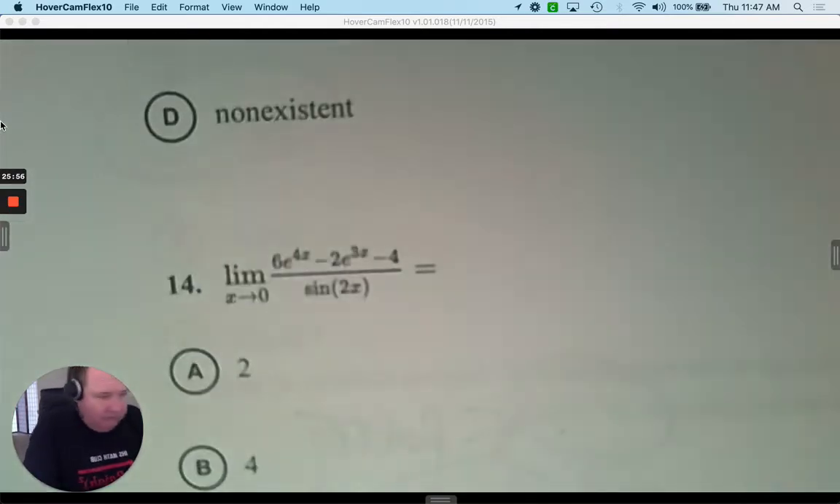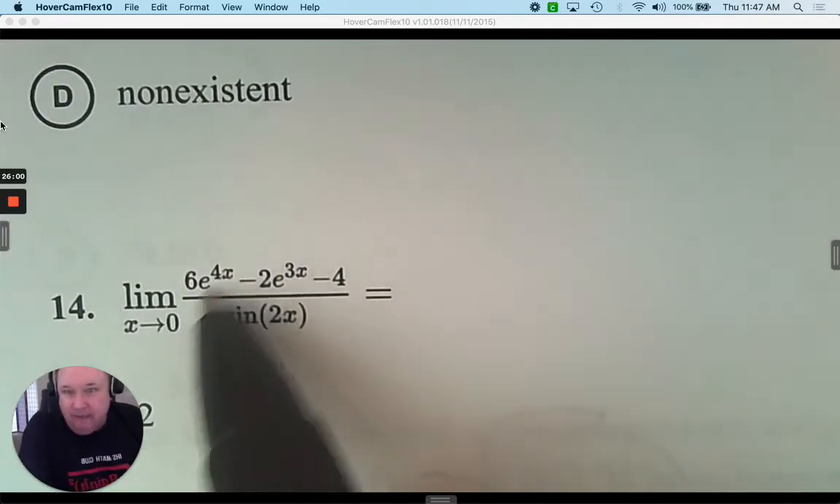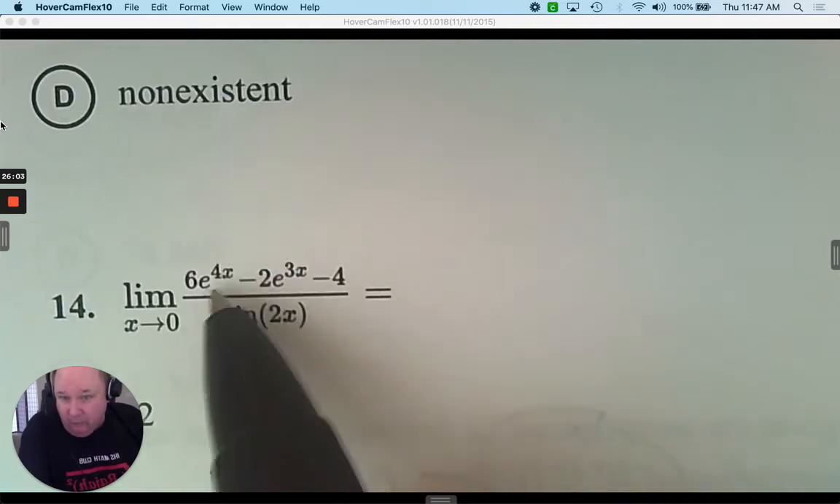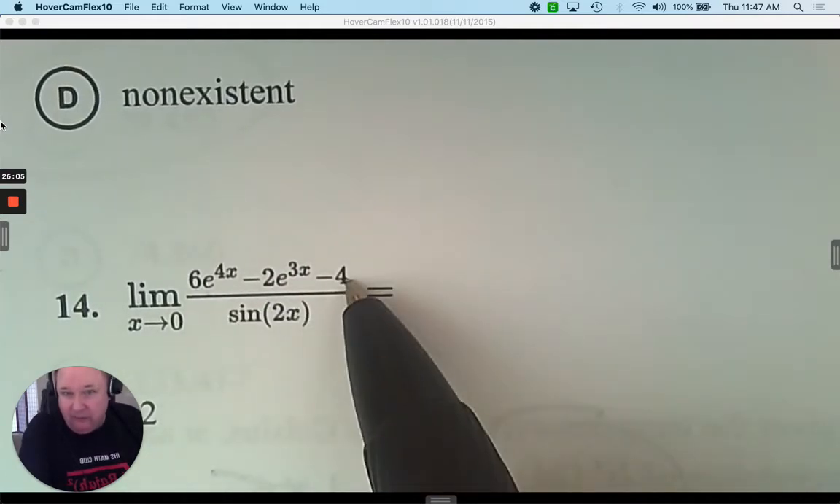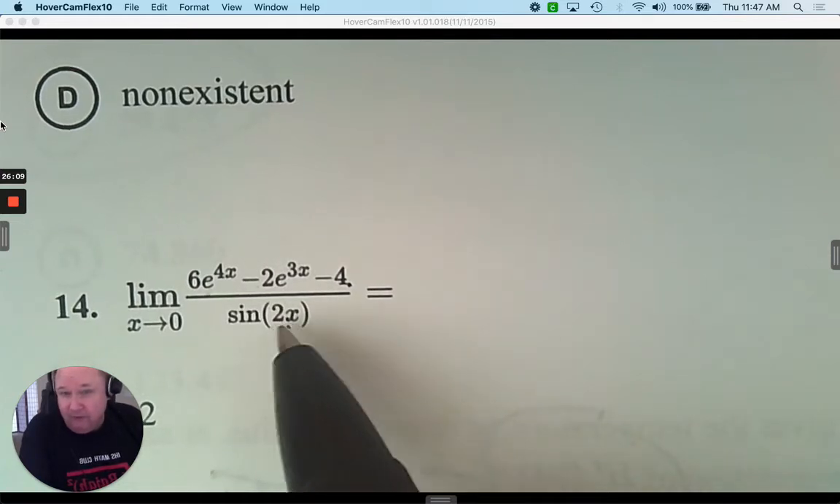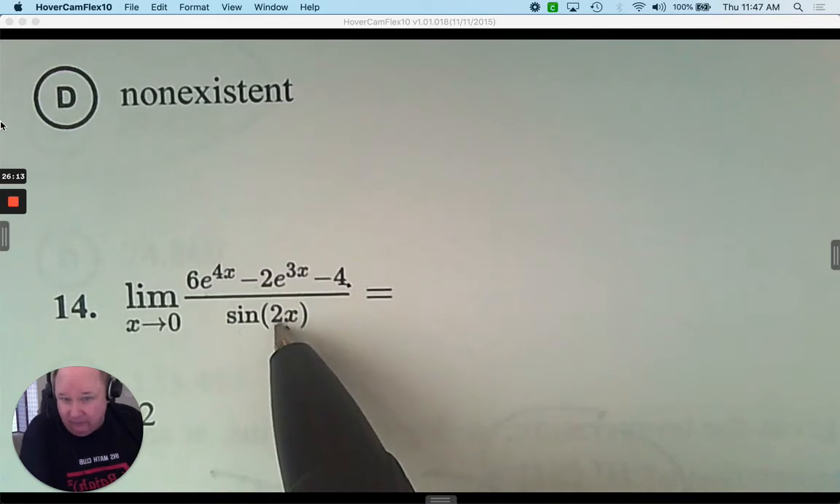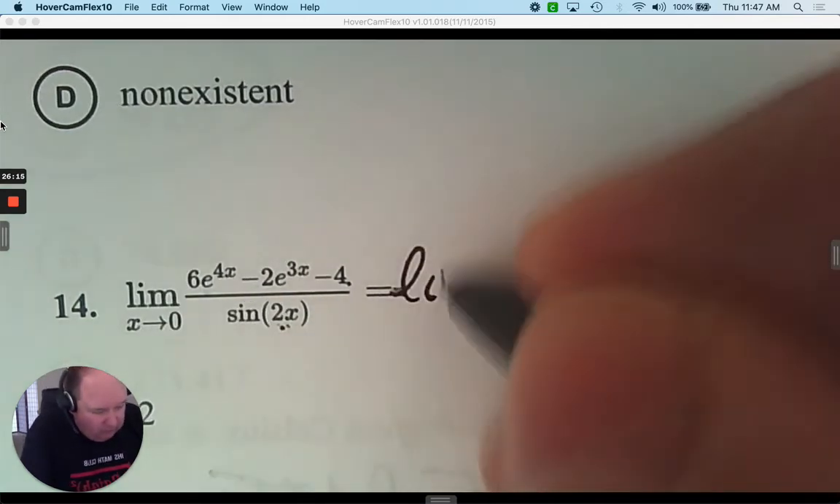Another limit question. If I plug in 0 for x, I get e to the 0, which is 1. So 6 take away 2 take away 4, that's 0. Plug in 0 for x, 2 times 0 is 0. The value of sine at 0 is 0. So we're going to do L'Hopital's rule.